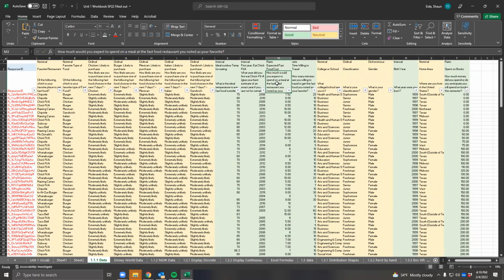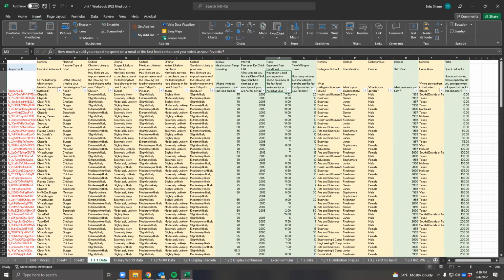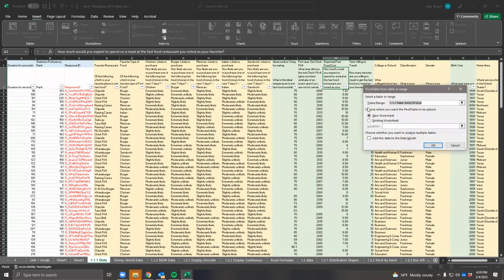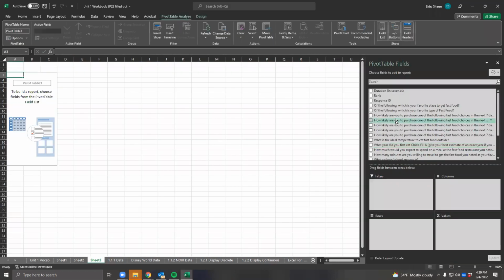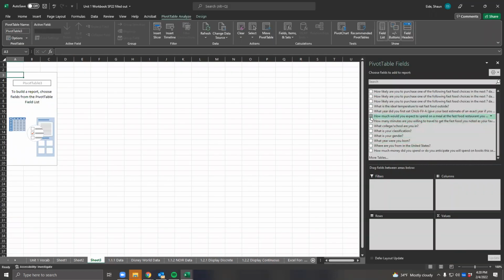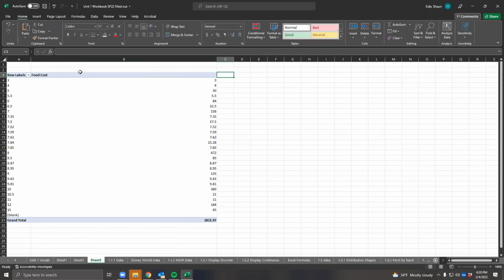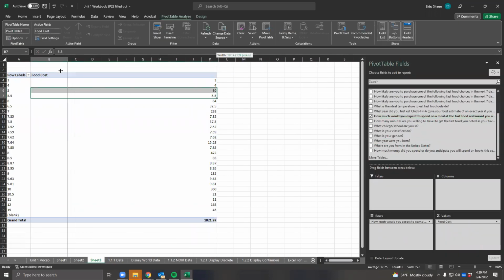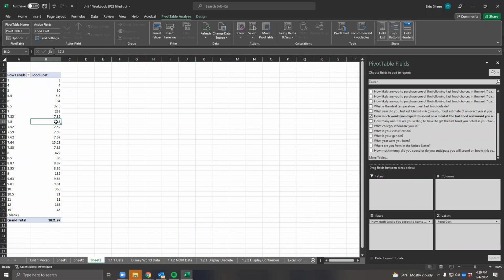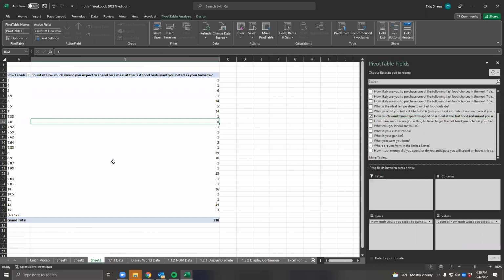So we're going to do the same thing-ish. We're going to do insert, pivot table. And we are going to do table range A3. Okay. And then new workbook. And then we're going to do, what is your expected, how much do you expect to spend on a meal? And there's a big problem here. Food cost. This is a sum. Okay, so this is the sum. So instead of the sum, we're going to summarize values by count.